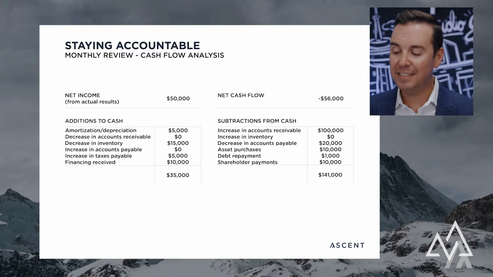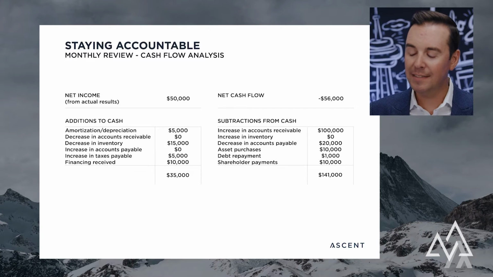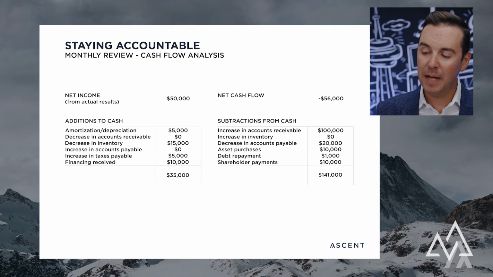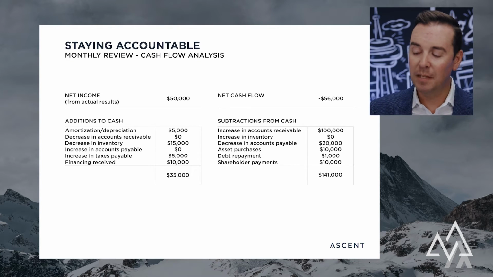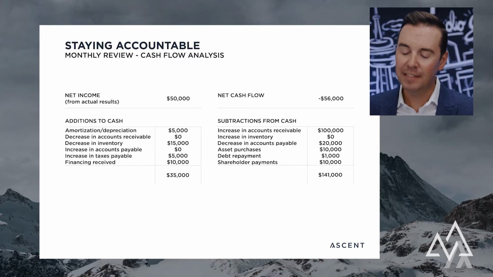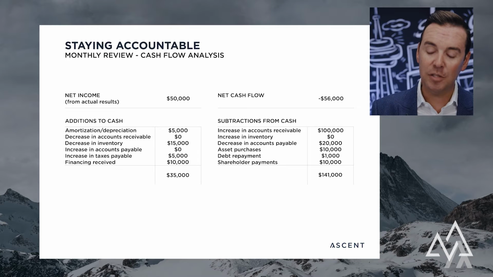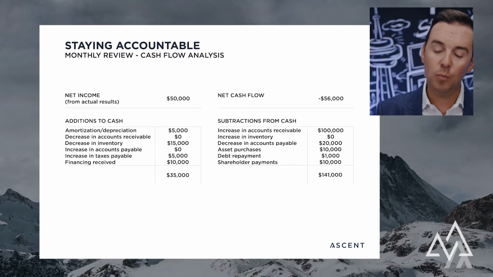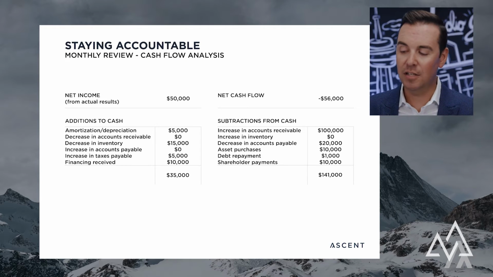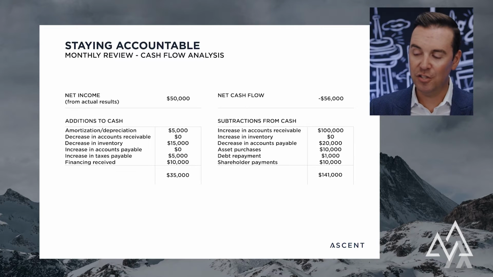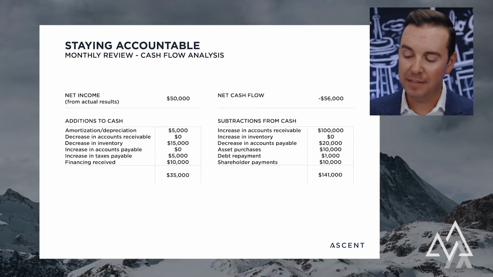Same with increasing taxes payable, same as accounts payable, although we're specifically dealing with taxes. Yes, we may have a tax expense that's come into our net income, but maybe we haven't paid it just yet. So we can add that back to our cash flow until we actually pay that expense out. Then we will recognize it as an addition to our cash flow or an addition to the net income because we've expensed it and not paid it.